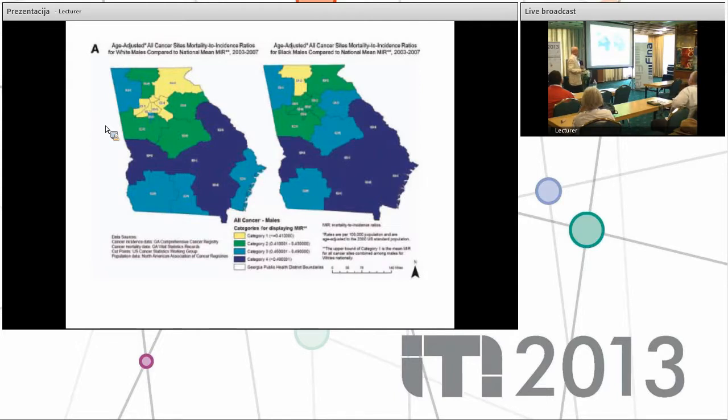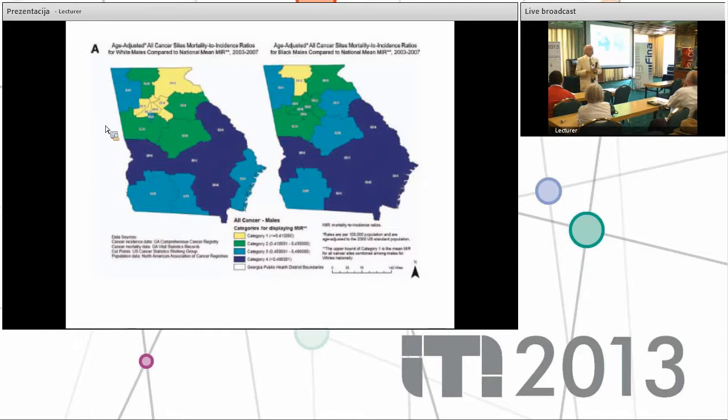We were interested in how Georgia compared to the national rates. So here are the maps, and again it shows you how you can take maps and display information. Let me walk you through this. This is all-cancer-sites mortality incidence ratio, age-adjusted, for white males relative to the national mean for the MIR. The blue is category 4, where it's greater than 20% higher. And this is the all-cancer mortality incidence ratio for black males. So this is white males, black males, again relative to whites nationally. You can see these patterns where we see high mortality to incidence ratios compared to the national figures.